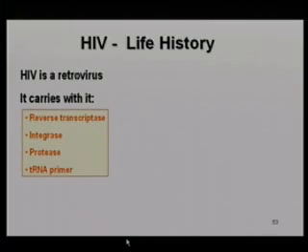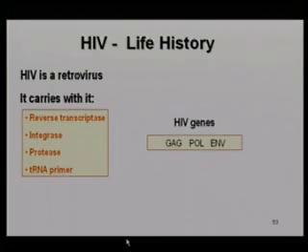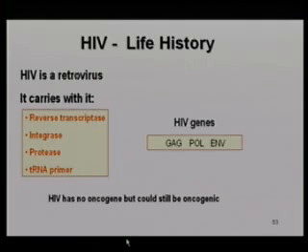HIV is a retrovirus. It has these various proteins that it carries with it, things like reverse transcriptase, the integrase, the protease, and of course, being a retrovirus, it needs a primer. It carries a tRNA with it. It has 3 genes, no oncogene. But we've already seen that if you're a retrovirus, you do not need to have an oncogene in order to cause tumors. We saw about promoter insertion. This thing has got a very nice LTR. In the cells in which it's producing virus, it produces one hell of a lot of virus.